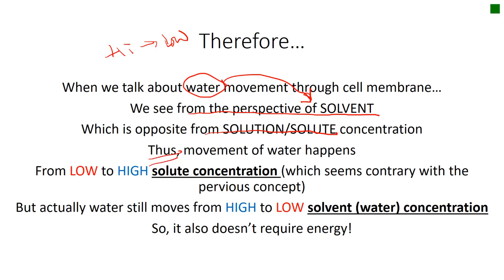Thus, movement of water happens from low concentration. Low concentration of solution means high amount of water. The water is high, moving to high solute concentration, which means the water is low. So there is nothing contrary, because as you can see, from low to high means from high water to low water. So there is no contradiction. It is just a matter of perspective.